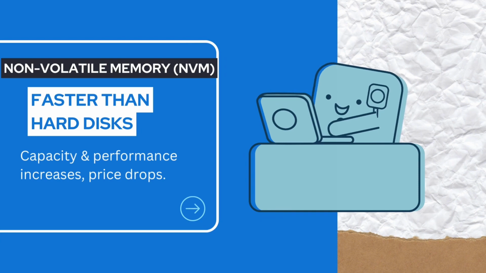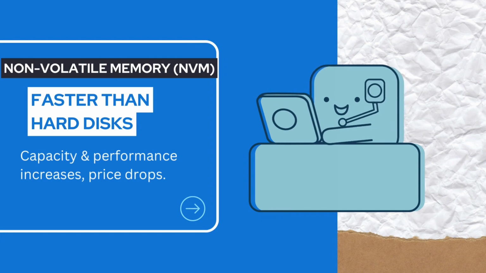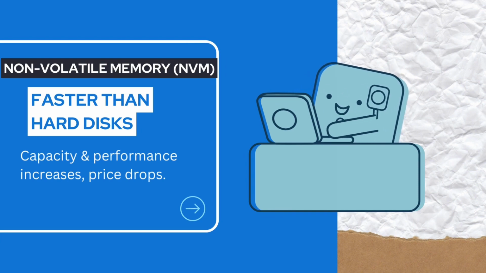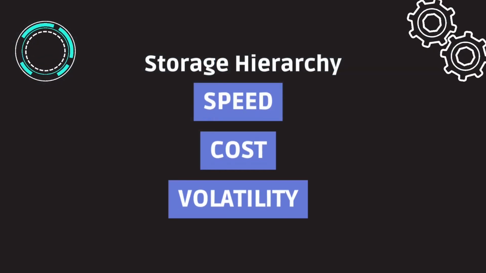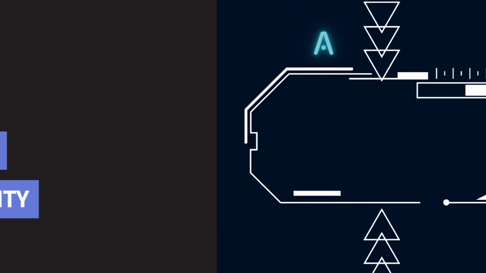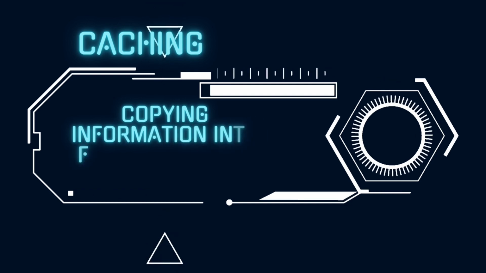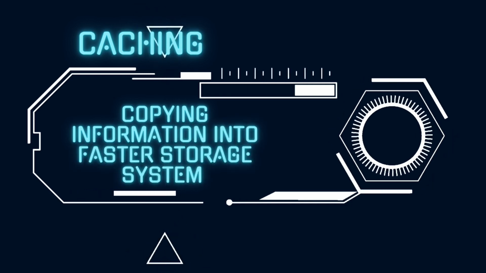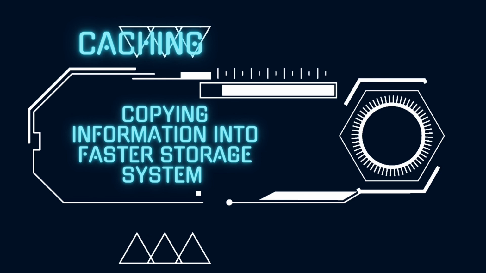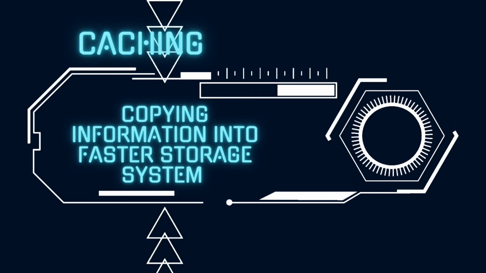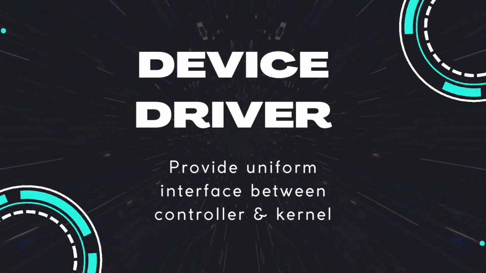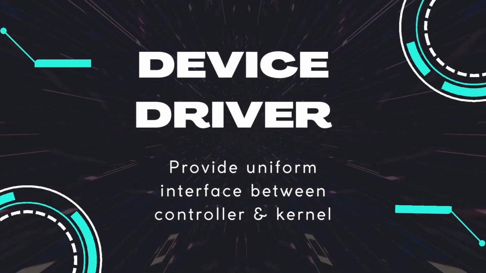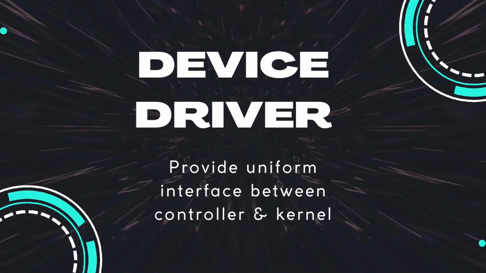Non-volatile memory devices are faster than hard disks, and they are becoming more popular as capacity and performance increase and price drops. Storage systems are organized in a hierarchy, based on speed, cost, and volatility. Caching means copying information into a faster storage system. Main memory can be viewed as a cache for secondary storage. A device driver for each device controller manages input or output and provides a uniform interface between the controller and the kernel.